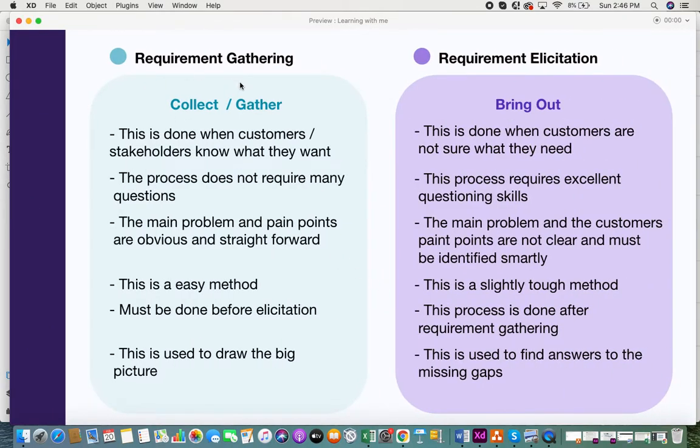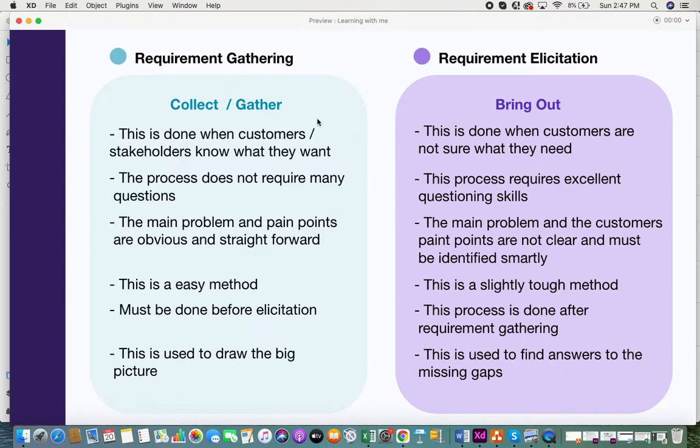To start off, let us look at the difference between requirement gathering and elicitation. If you look at the literal meaning, gathering has to do with something to collect or gather, and elicitation is something that is bringing out. From this you can understand that gathering is something you do when there is something already available for which you are gathering. And when you say elicitation, bringing out, it means that something is hidden and you're drawing it out. So that's the very basic difference between the two.